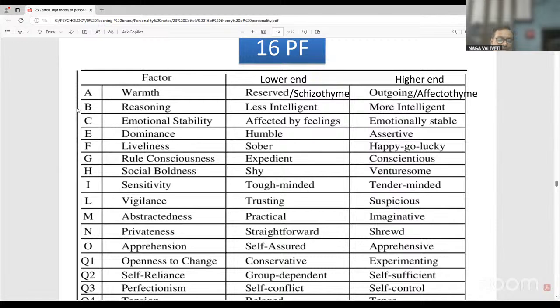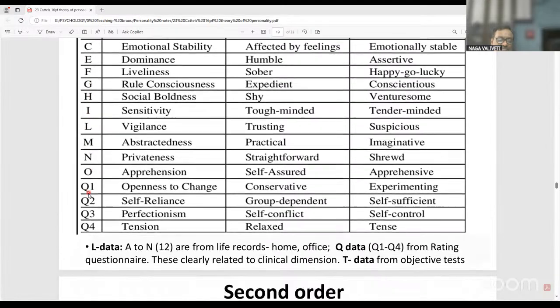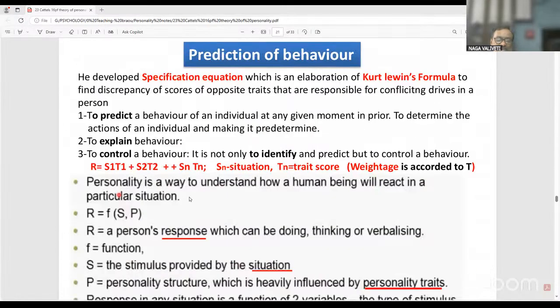Here, depending on these factors, it is coming. Right? Depending on these factors, it is coming. We are given these factors.